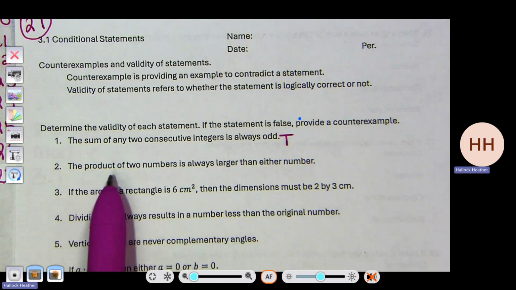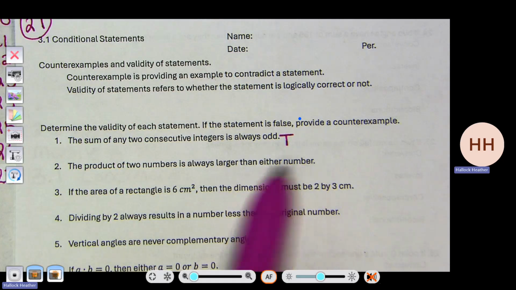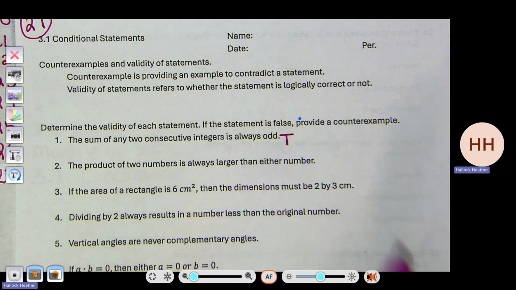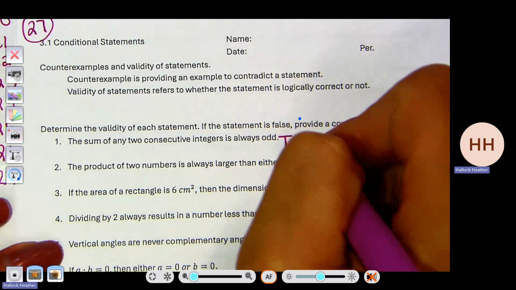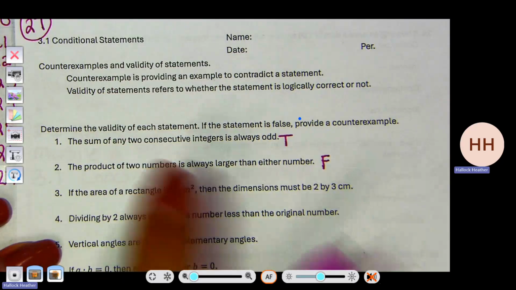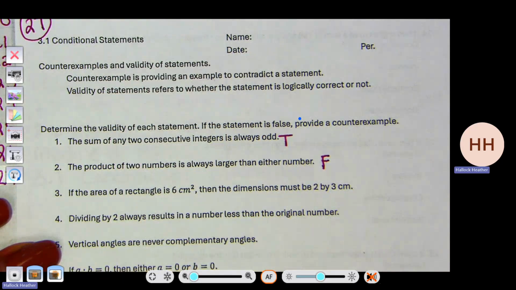It says the product of two numbers is always larger than either original number. Nope, this is not true. This is false. I need to provide a counterexample. Does anybody know two numbers that you can multiply that it's not larger?